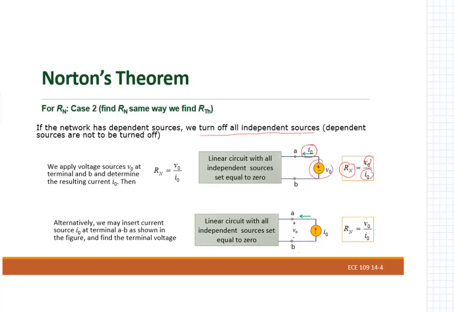Alternatively, we can do it a different way too. In this way, we can include a current source here. Then we're gonna find the voltage between A and B. Then we can find RN also. I usually select the voltage source, because for me it's easier to do.